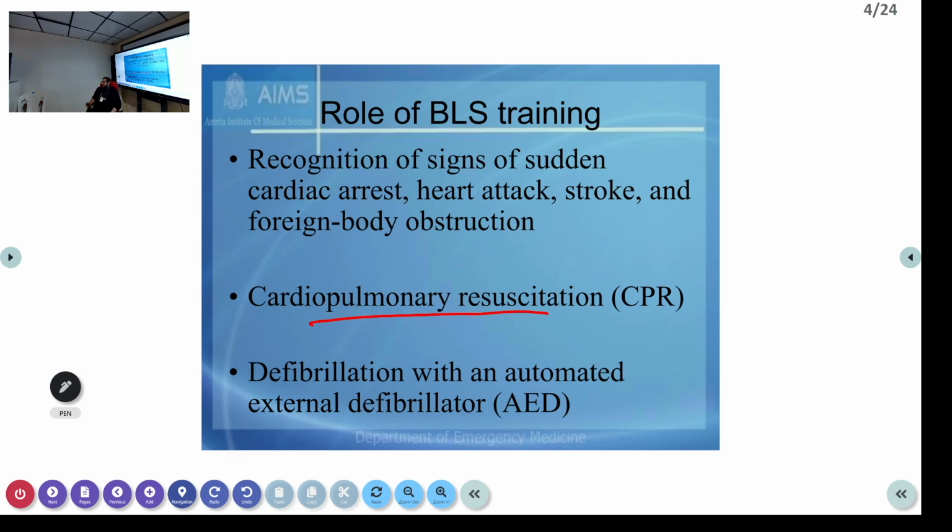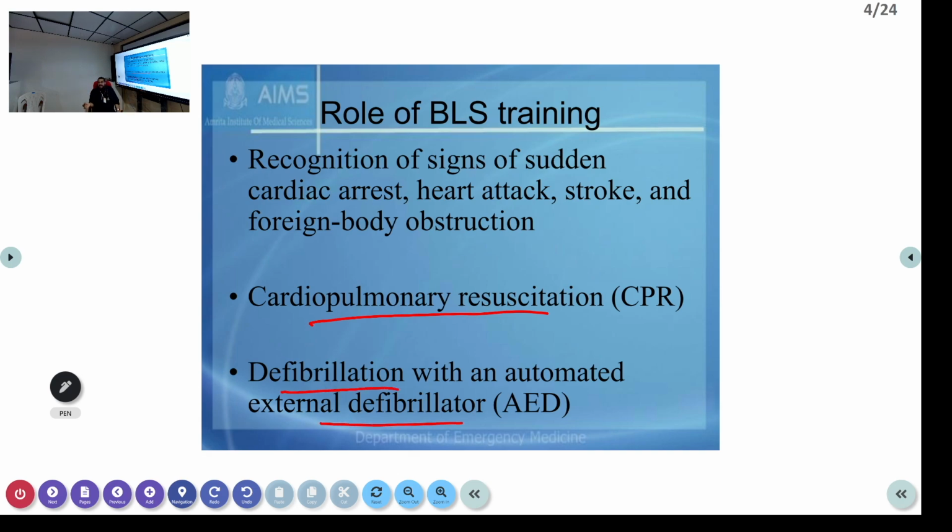Proper CPR, and I am emphasizing here, it is high quality CPR. Again and again I am telling you it should be high quality CPR. We will discuss that when we come to the next part. And if available, you can use a defibrillator or an AED.